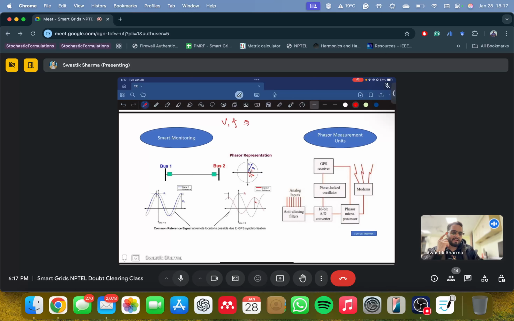So you want to generate these quantities, right? So how can you do it? It's through phasor measurement units. These phasor measurement units, also called PMUs, are called the eyes and ears of the grid. Such a big term to give to such a small device. Yeah, eyes and ears of the grid.